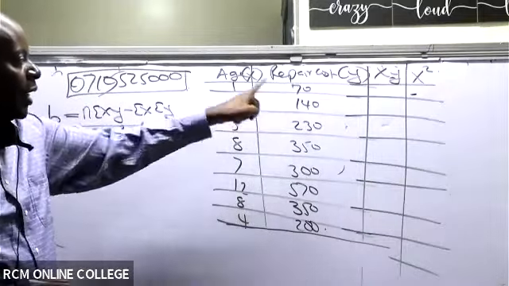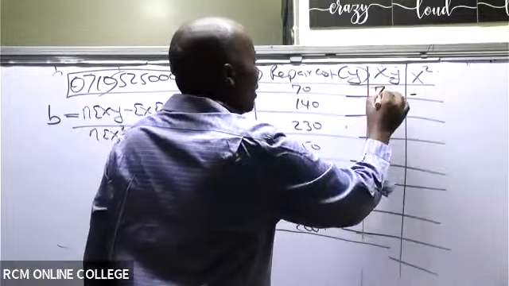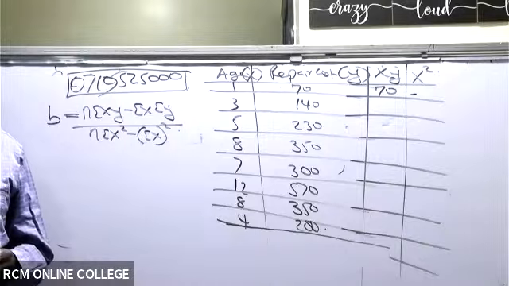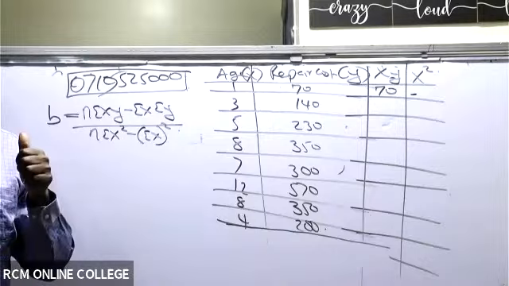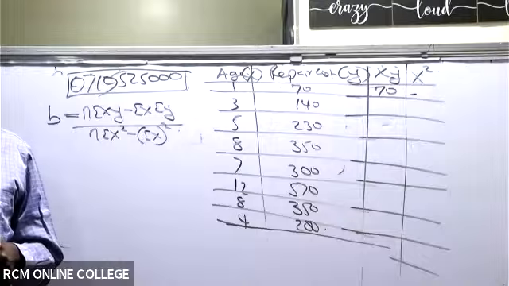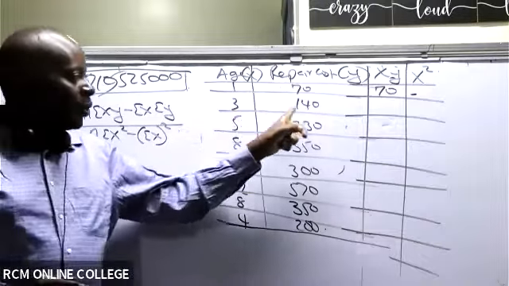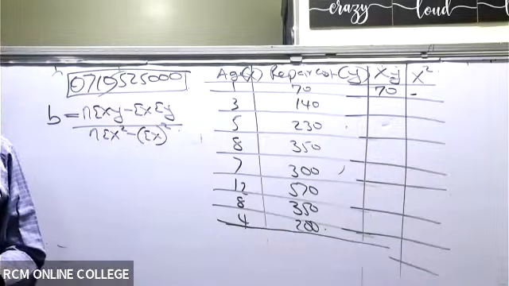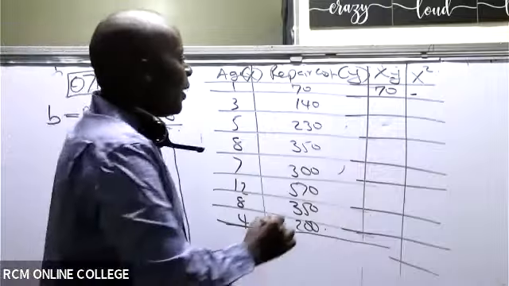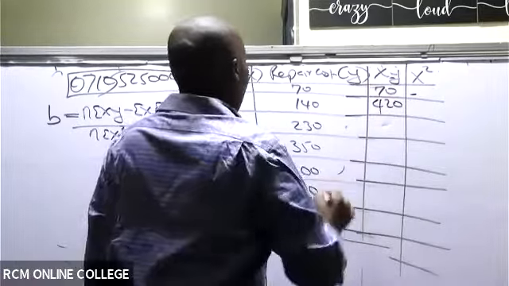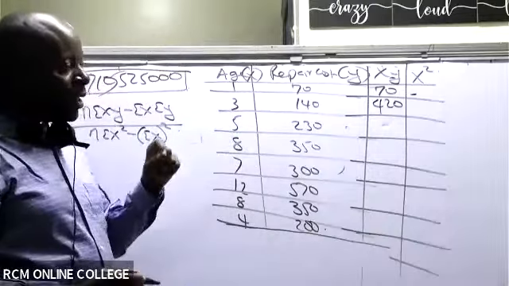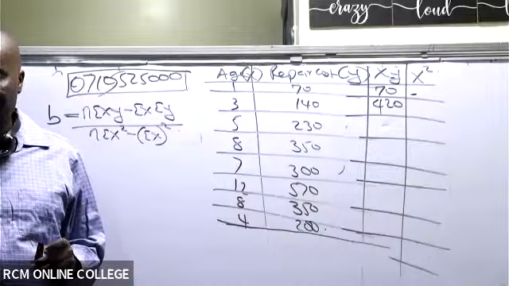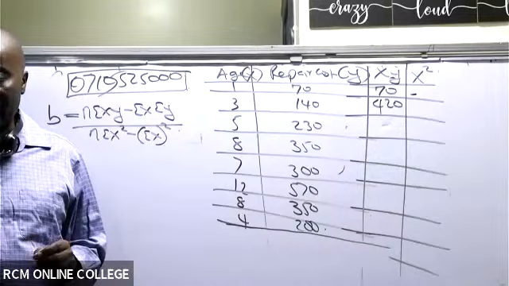So 1 times 70, this gives me 70. How about 3 times 140? Can somebody give me 3 times 140? You guys must give me these values. 3 times 140. So that gives me what figure, somebody, so they can get a chance of finishing the entire. Chitechi Laura, 420. Thank you so much. 420. And then we have here 5 times 230.